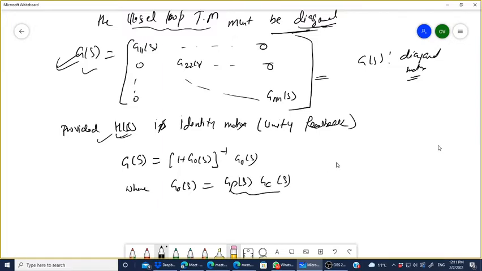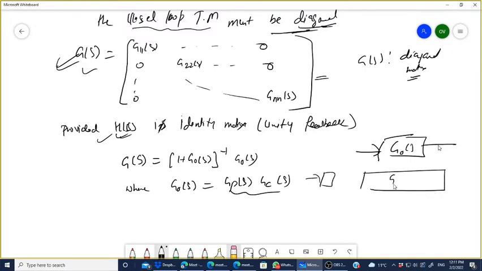What is G_0(s)? I just told you. This is simply G_0(s) in the feedback system. But in the real-time problem, G_0(s) is divided into two terms. First is the plant, and second is the controller.